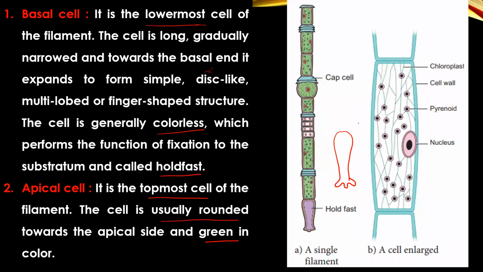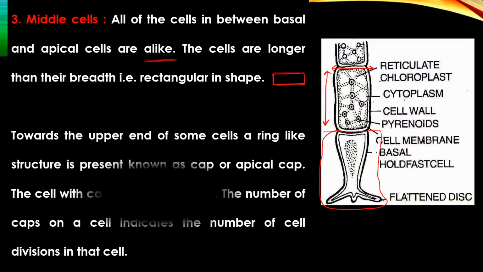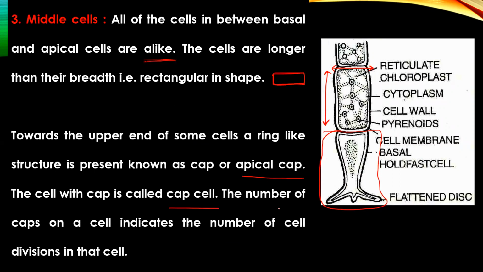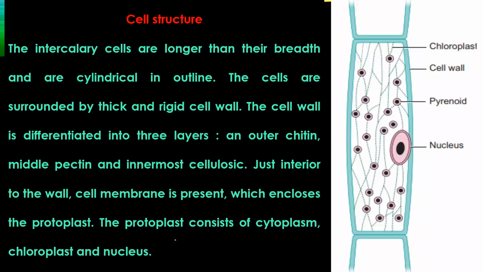See, if you just take a look at this, you will understand. See how long it is now? And see. Got it? This is one cell enlarged here. Towards the upper end of some cells, a ring-like structure is present, known as the cap or apical cap. The cell with a cap is called a cap cell. The number of caps on a cell indicates the number of divisions in that cell. Right? Okay. Now come to the cell structure.